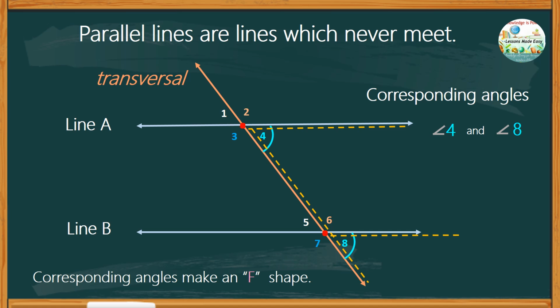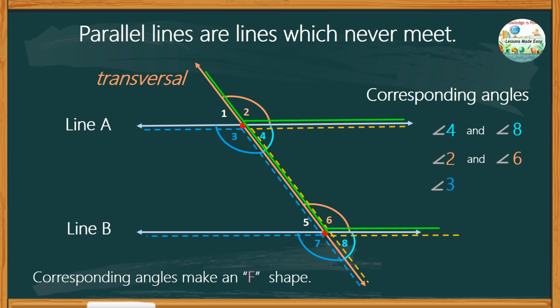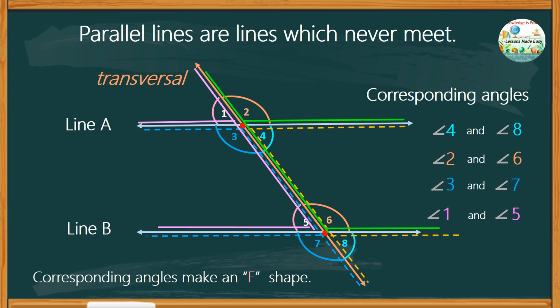On the same side, you can find an inverted F shape consisting of these two angles, 2 and 6. Let's move on to the other side of the transversal, facing to the left, where you can find another pair, angles 3 and 7, and lastly, an inverted F on the same side of the transversal consists of angles 1 and 5. There are other angles made by parallel lines and a transversal.